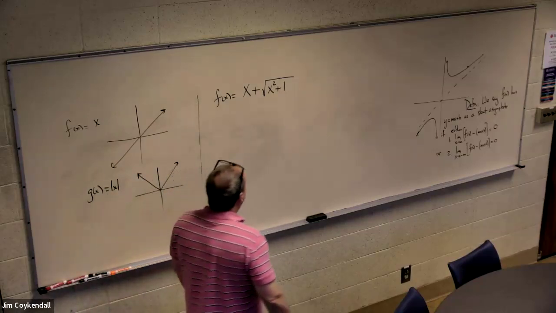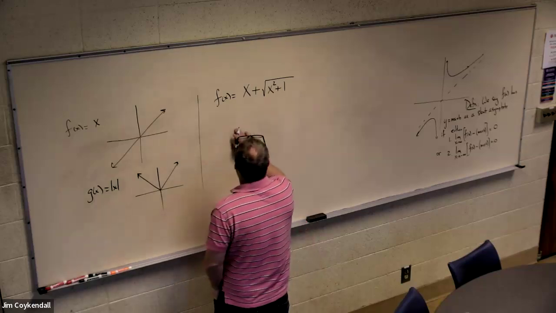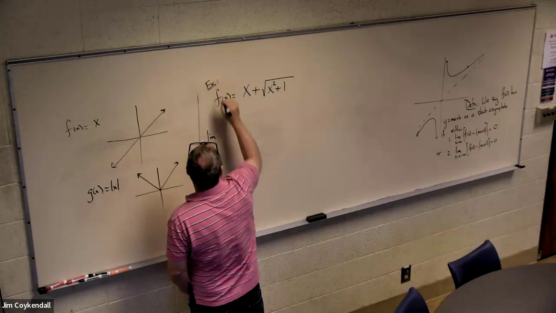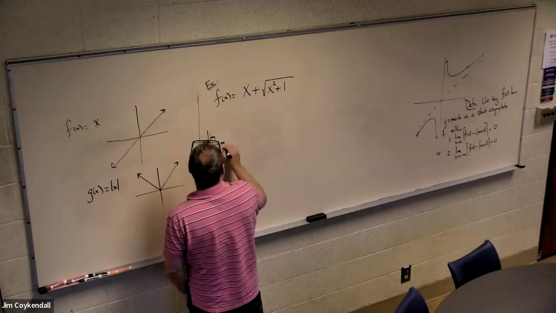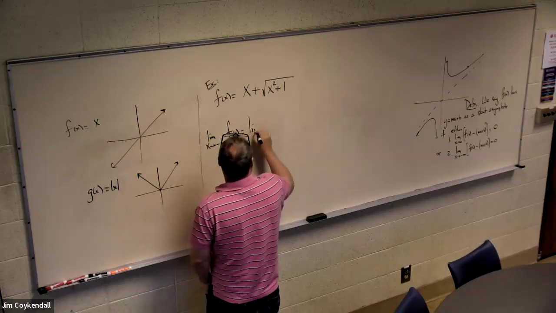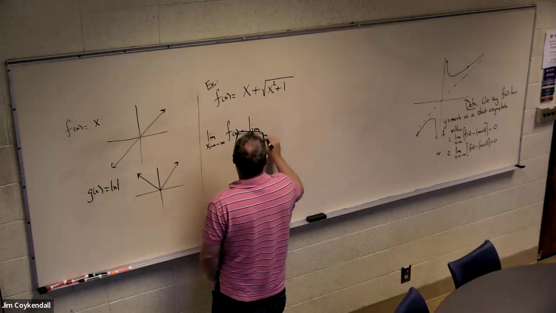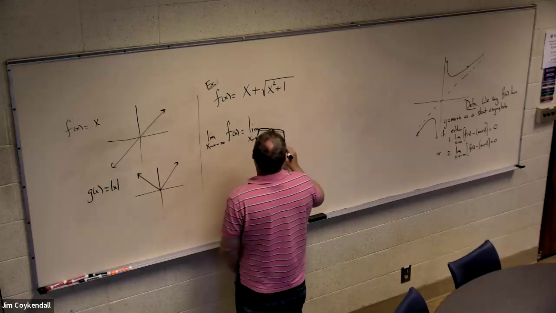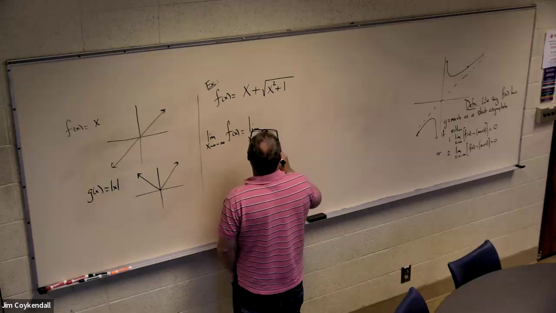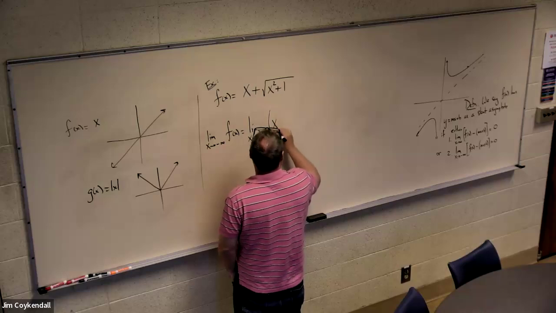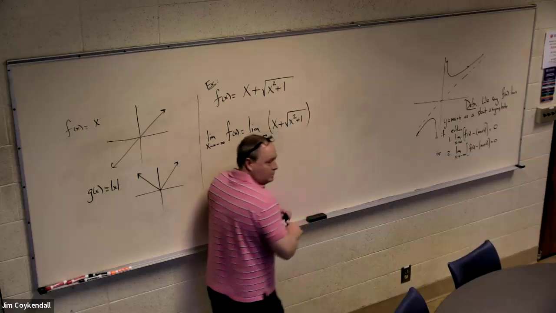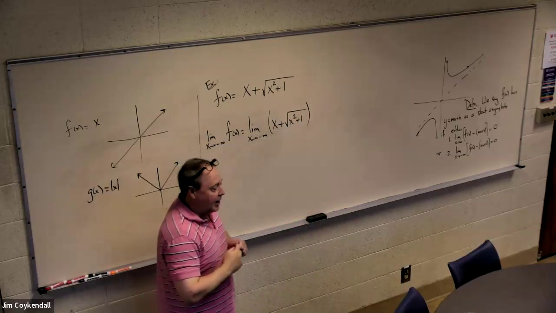Now, let me point out, let's look at the limit. The first one: x goes to negative infinity of f of x. It's helpful to do this part of the problem. We discussed this type of problem last time.